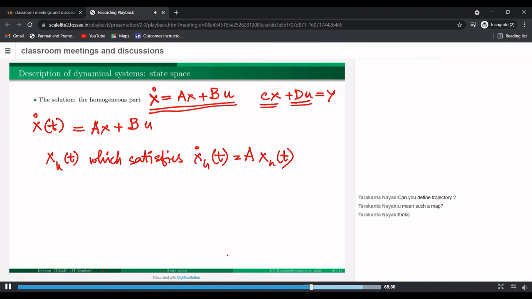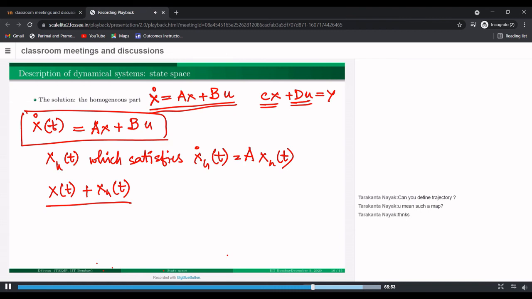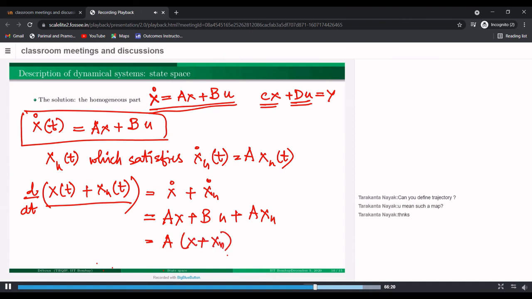Then if I look at x(t) plus x_h(t), as Harish was saying in the first half, functions can also be summed up pointwise. It turns out that this set of solutions is closed under addition when we are doing additions like this. What do I mean by this? Look at the derivative of this now. This derivative will be x dot plus x_h dot. Now what is x dot? x dot satisfies ax plus bu, and x_h dot satisfies a x_h, which is the same as a into x plus x_h plus bu. So that means if x is a solution and x_h is a solution of this special equation, then x plus x_h is also a solution of this equation.